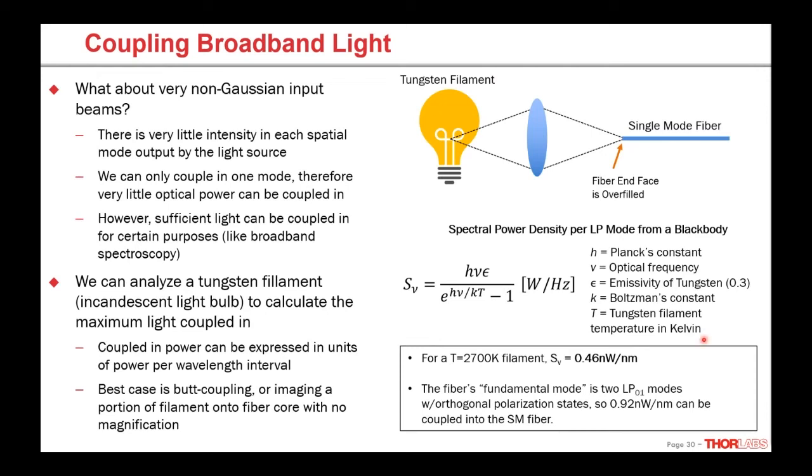So yeah, we really can't get around this. We can increase the filament temperature, and that's really the only thing. But yeah, I think it's an interesting thing to think about. Imaging a portion of that filament onto the fiber core, we're going to get a certain optical power per wavelength interval. Not very much, but enough to do some things with.